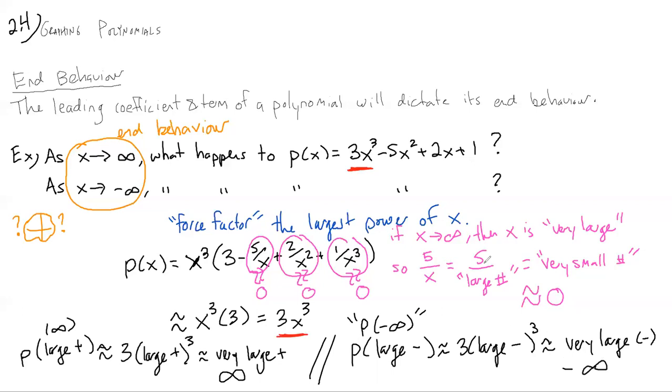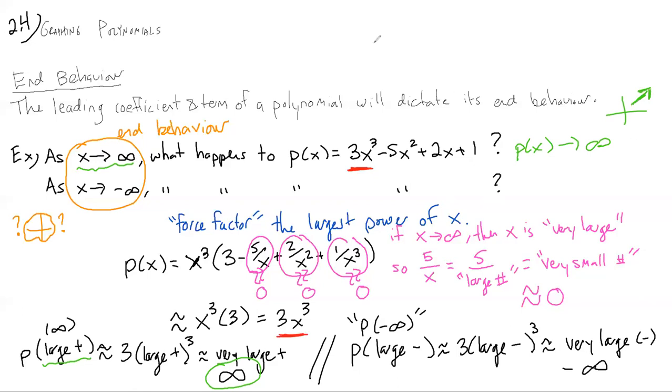So as x goes to infinity, maybe we'll do the first one in green. X goes to infinity, that's right there, that large positive. And so what happens is it goes to infinity. And so graphically, how I can describe that is it means the graph goes to the right and up.